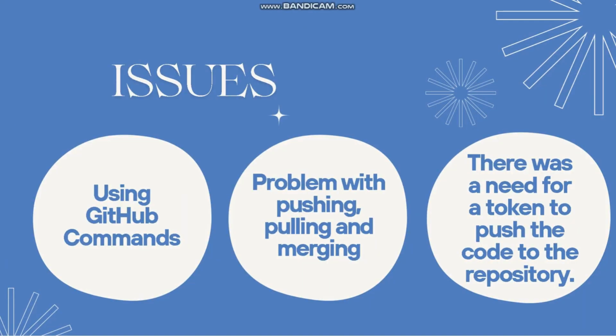The issues that we faced during this project were using GitHub commands, because GitHub was something that was new to all team members, so we had to do a little bit of extra research to get the right commands and get it working. We also had a problem with pushing, pulling, and merging, as one of the computers was not in the right fork, meaning that the new additions were not coming up on that computer. There was also a need for a token for the push to work, and we didn't know this at the start, but after getting a bit of help we realized and we got the token.